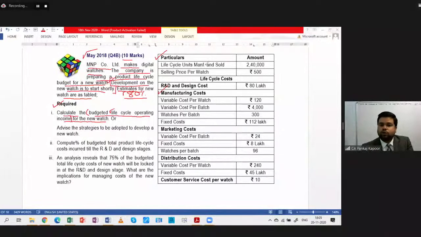Let's start solving the question. The first information given to us is that the life cycle units manufactured and sold will be 2.4 lakhs.